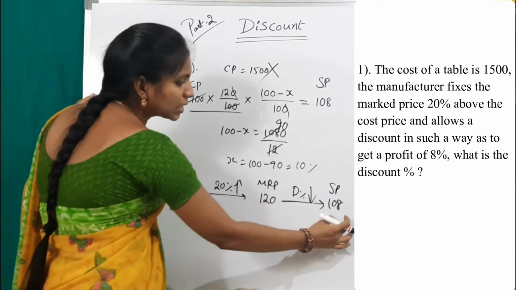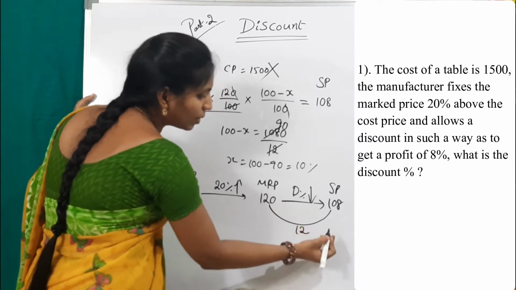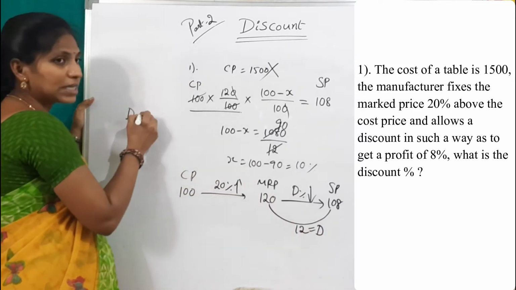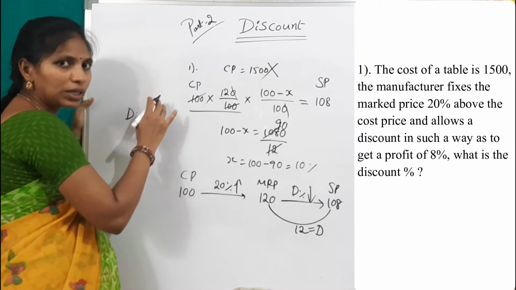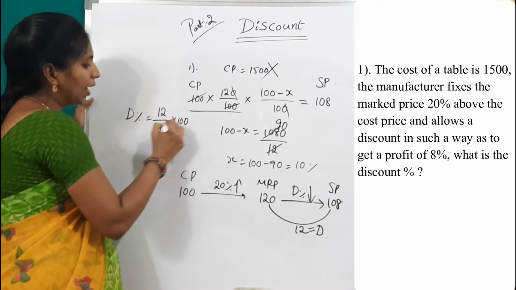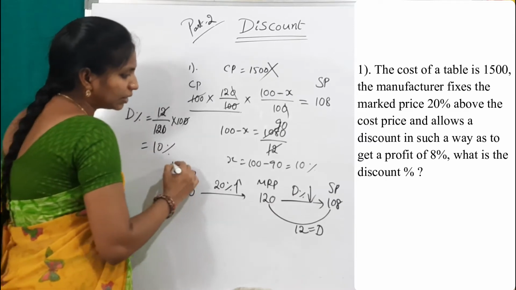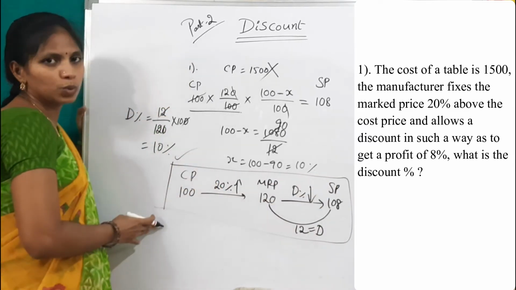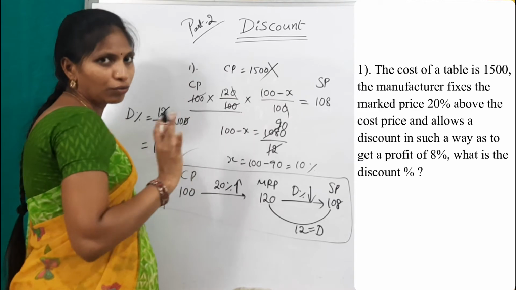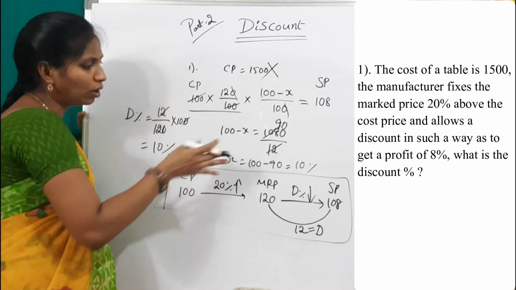Here MRP minus SP is the discount. The difference between these two is 12. 12 is equal to D, the discount. Now find the discount percentage. Discount percentage is equal to discount by MRP into 100. The discount is 12, the MRP is 120, into 100, that equals 10%. I think the second method is easier for you. Do follow this one. Please don't take the given value in your exams, it takes a lot of time. Simply take 100 as the base value, then follow any one method.